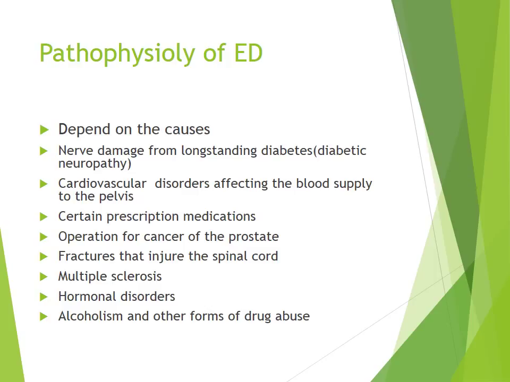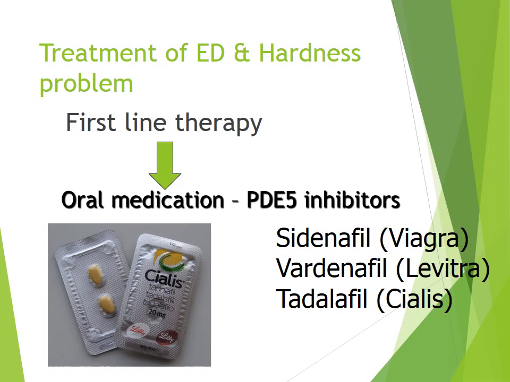The pathophysiology of ED depends on the cause. It may be nerve damage from long-standing diabetic neuropathy, cardiovascular disorders affecting the blood supply to the pelvis, certain prescription medications, operation for cancer of the prostate, fractures that injure the spinal cord, multiple sclerosis, hormonal disorders, alcoholism, and other forms of drug abuse.